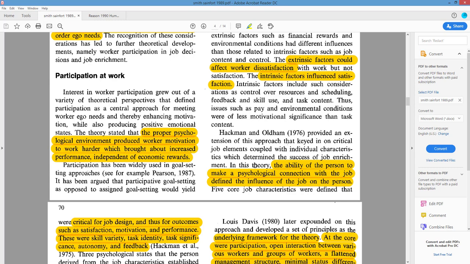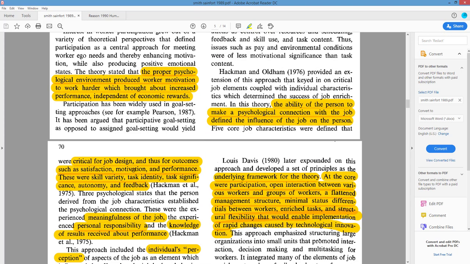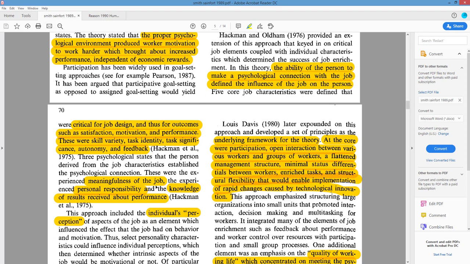Hackman Oldham had another model. Ability of a person to make a psychological connection with the job, defined by the influence of the job on the person. And he gets into different aspects of it, different characteristics, and things like skill variety, task identity, task significance, autonomy, and feedback. These are all things that affect the psychological state of the individual. And we want these things. If we have workers who find meaning in their work, take personal responsibility, take pride, and they get intrinsic value from the results, they're going to be a higher performer.